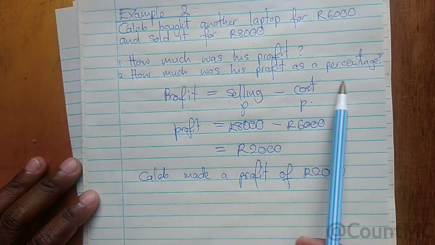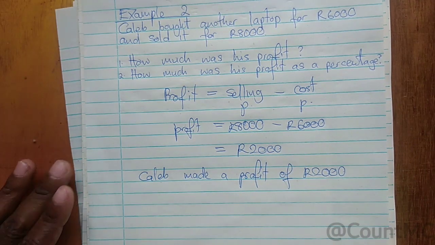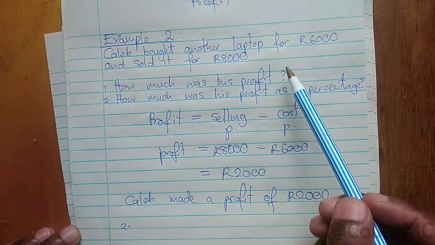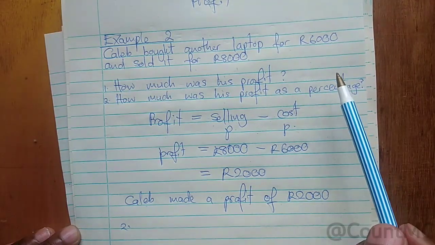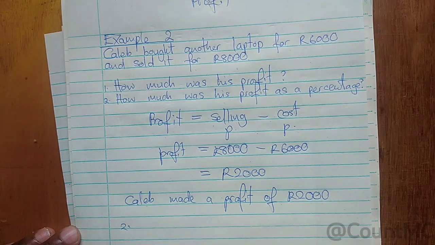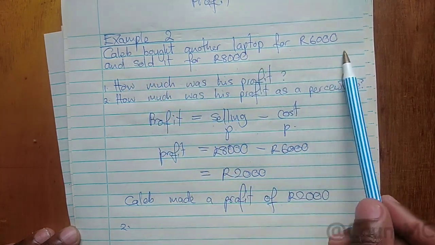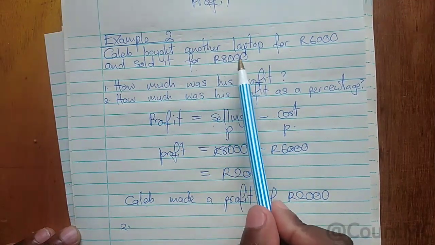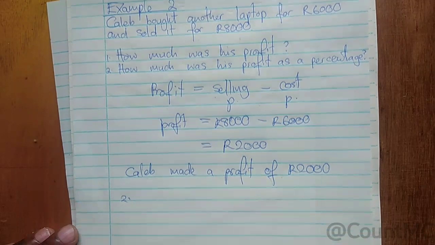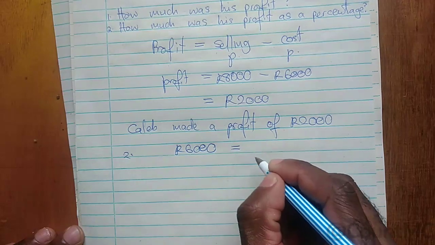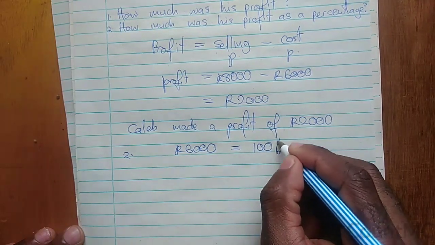How much was his profit as a percentage? So we need to express this as a percentage. Remember what I said: when you are using proportions with these, always take the initial amount that has not had profit, discount, interest or anything like that added. That's what you equate to 100%. Caleb bought another laptop for 6,000 and sold it for 8,000. So the original price, the 6,000, is the unadulterated price. It's equal to 100%.